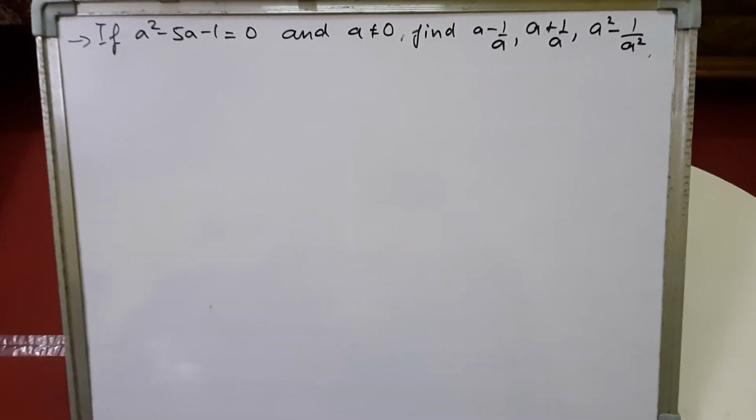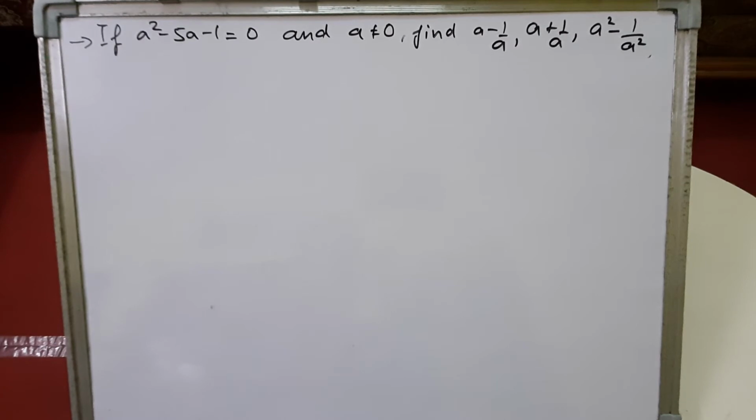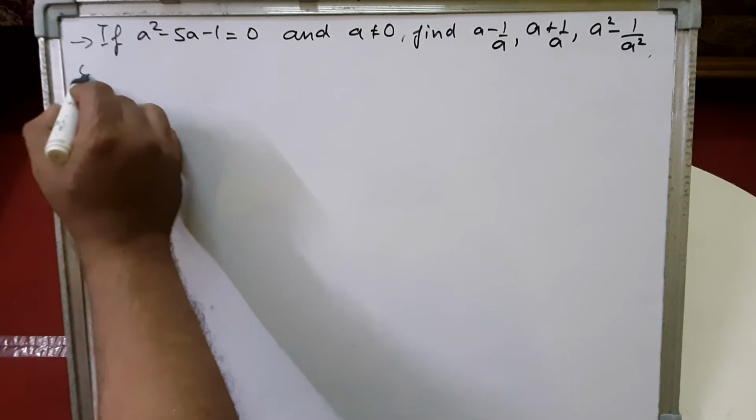Okay, let's see this sum. Here in this sum it is given that if a square minus 5a minus 1 equals 0 and a is not equal to 0, then find the value of number 1, a minus 1 upon a, number 2, a plus 1 upon a, and number 3, a square minus 1 upon a square. Alright, let's see the solution children.